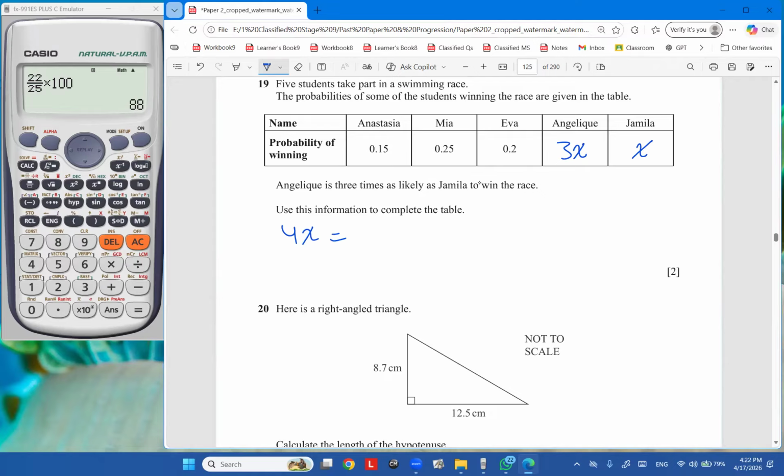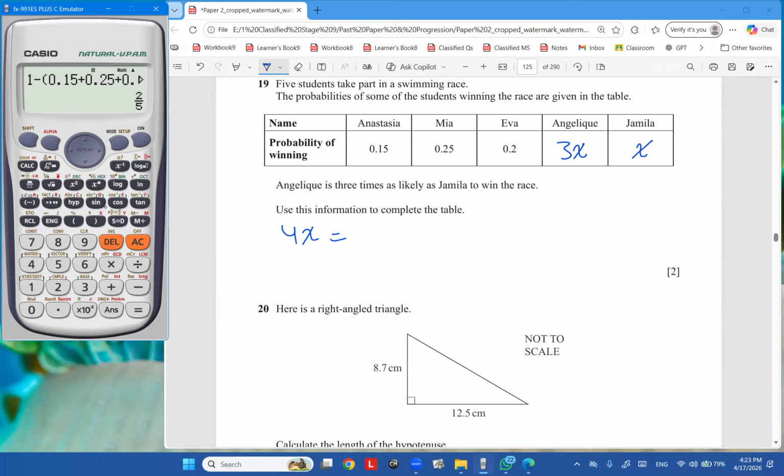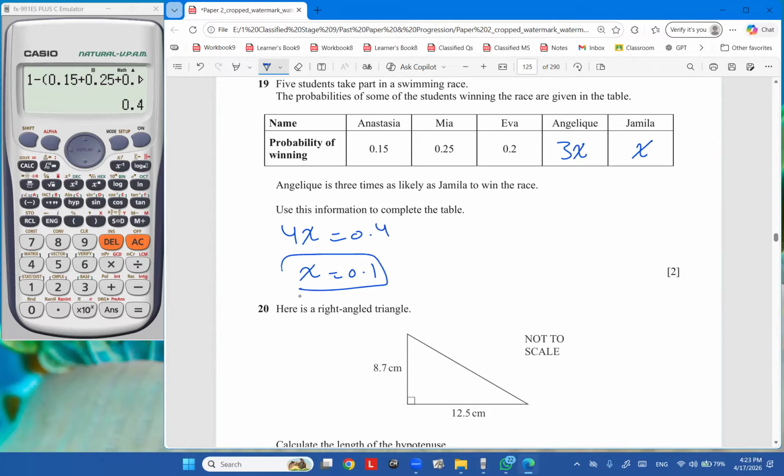So I'm going to say 1 minus the 3 I have. So 1 minus 0.15 plus 0.25 plus 0.2 is going to give you 0.4, which is 2 over 5. So finding x: 4x equals 0.4, dividing by 4, x is 0.1. Not a problem at all.